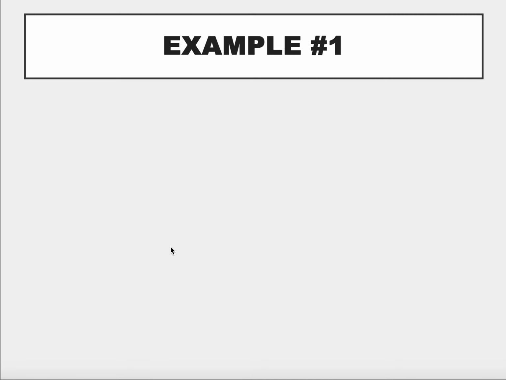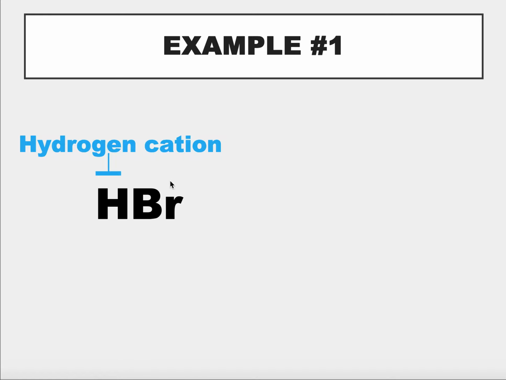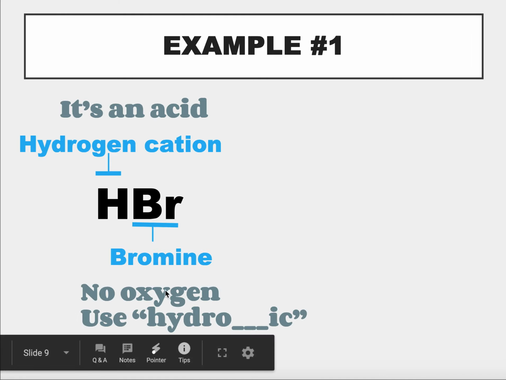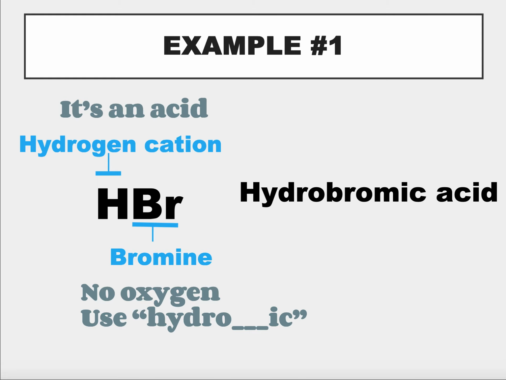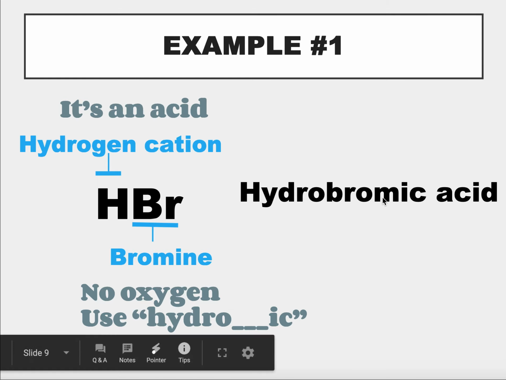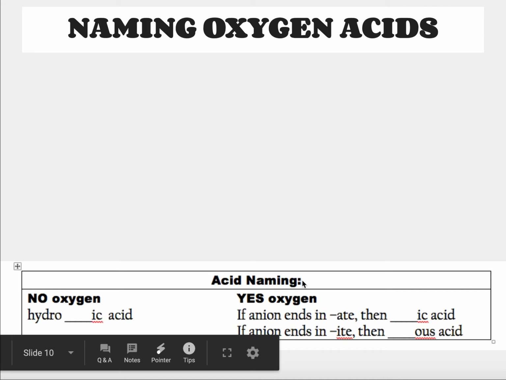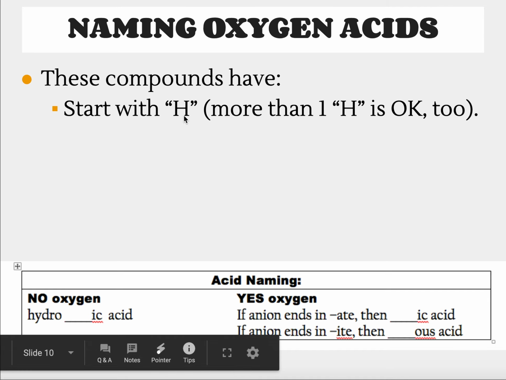Okay, let's look at an example. So here we have HBr. So right off, I know it's an acid because it starts with hydrogen. Next, I look at the Br. There's no capital O, so I know that there's no oxygen. So I'm using my formula, hydro blank ic acid. It's bromine, so I chop off the last part, and I just plug it into the blank, and I get hydrobromic acid.